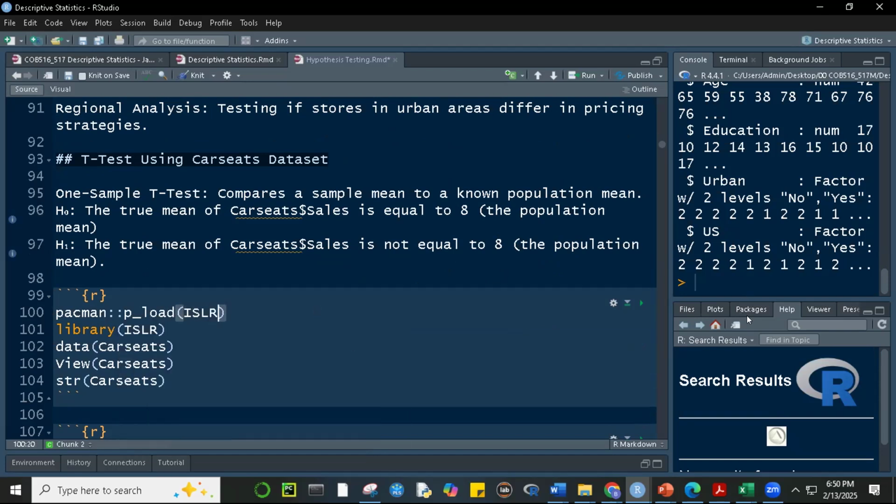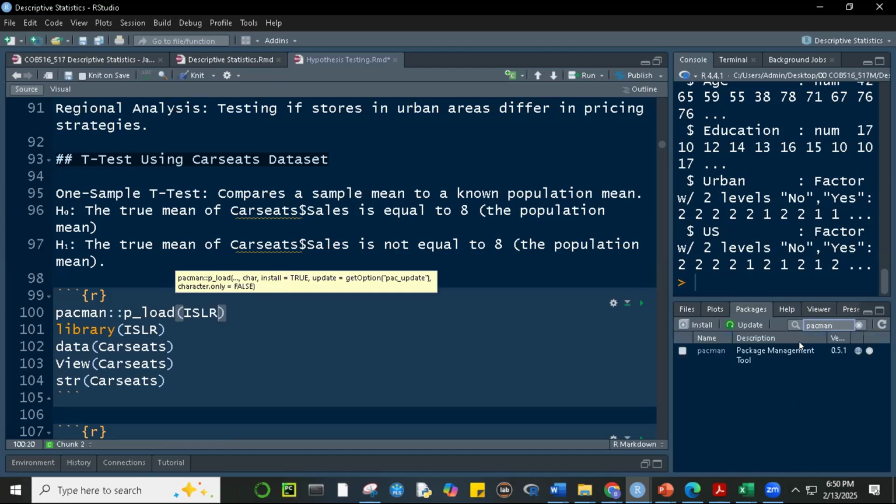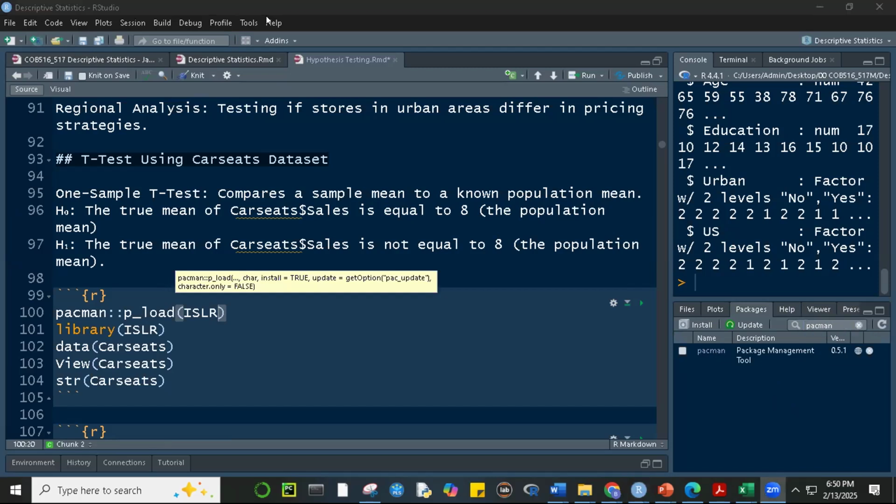Okay, could you kindly check, class, if we already loaded Pacman before? Pacman, could you kindly see, please? If you have Pacman, you have this in your packages, please. Do you have it? Pacman. Okay, none. Sige. Some of you have it, some don't.